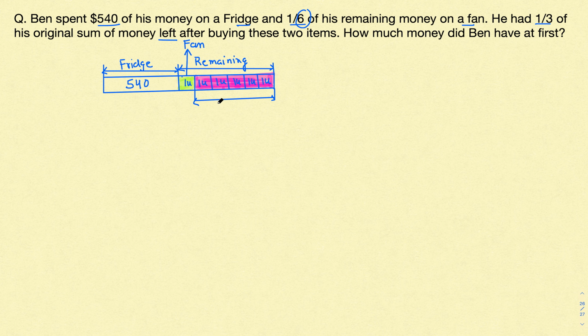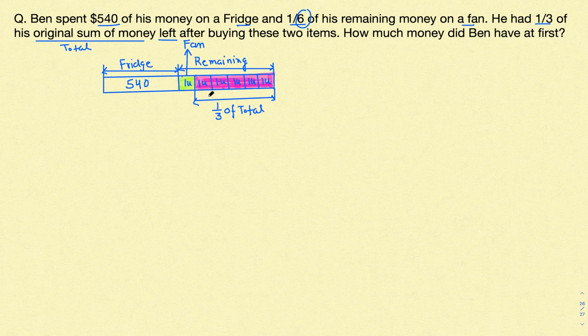So we can say this is 1 by 3 of total. Total here means the original sum of money. This thing we are calling total, the original sum of money. So at the end he was left with 1 by 3 of the total amount of money, right?